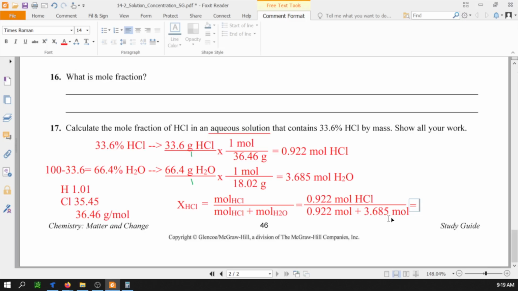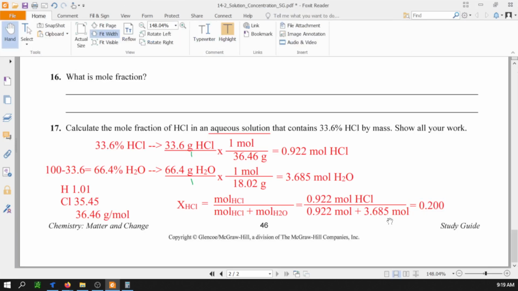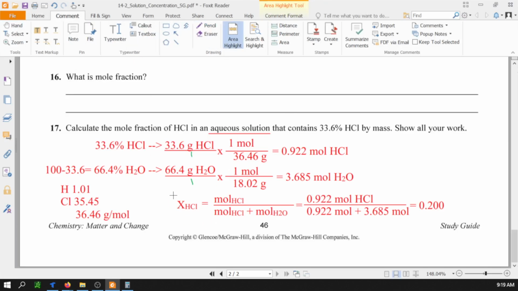I need 3 sig figs due to the percentage way at the beginning. So 0.200. This is unitless because I have moles and moles. Moles on the top, moles on the bottom, they cross off. This is just a percentage. So what this is saying is that the mole fraction of hydrochloric acid is 0.200.